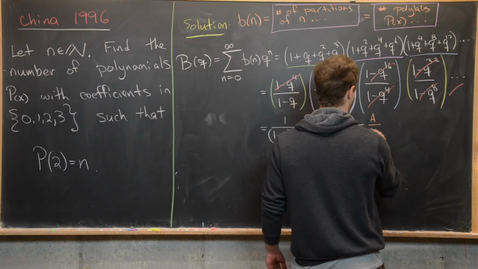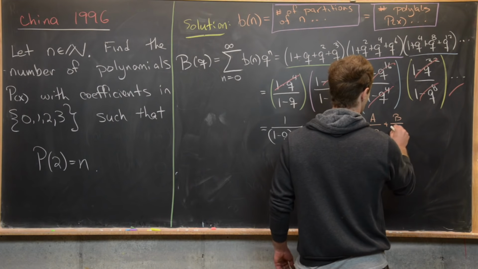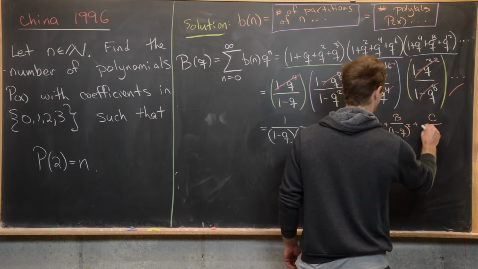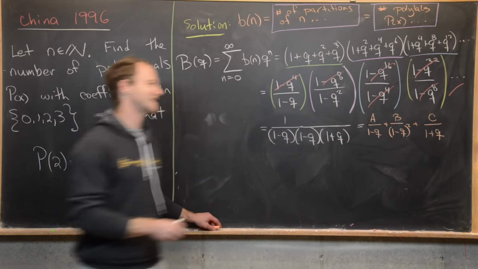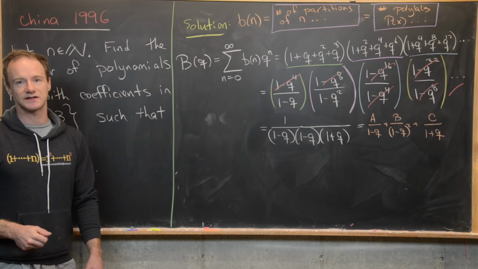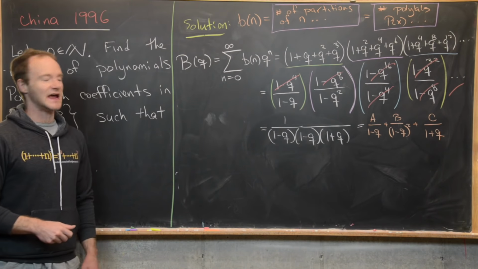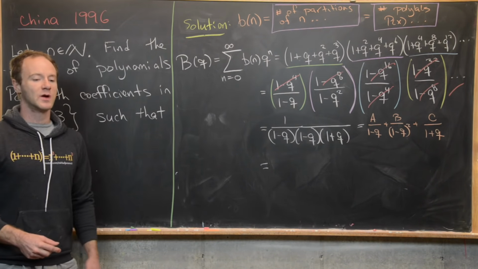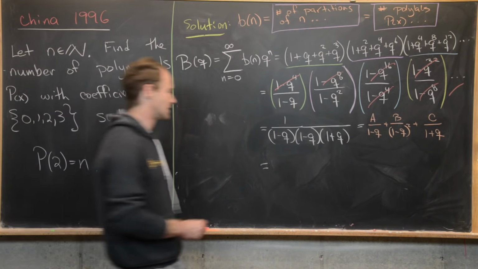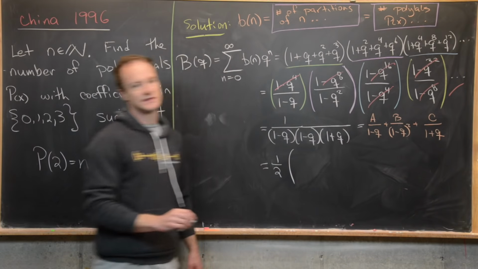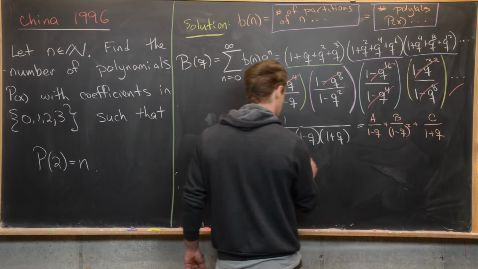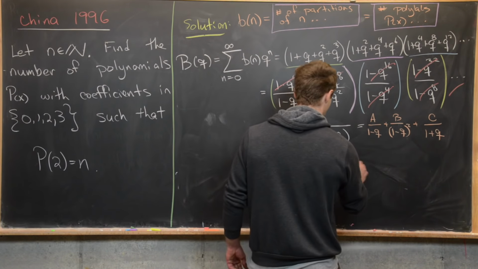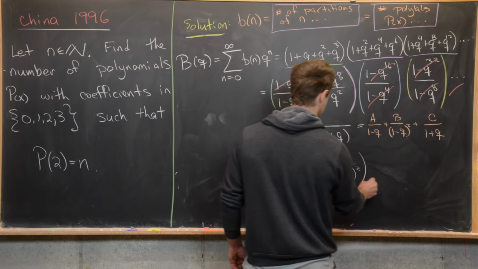We could write this as a over 1 minus q plus b over 1 minus q quantity squared, and then plus c over 1 plus q. That's a standard fact from integration techniques. I'm not going to calculate those a's, b's, and c's; I'll let you do that. I'll just jump to the point where we have it in a form that is nice and simple to expand. This can be simplified to 1/2 times the quantity 1 over 1 minus q squared plus 1 over 1 minus q, all of that squared.